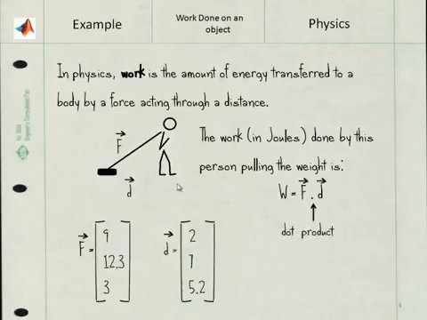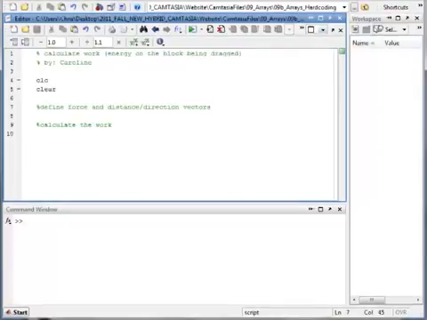Now notice how these are 2 column vectors. They're 1 column each. So we're going to go in MATLAB and create those. As far as the algorithm is concerned, it's pretty straightforward. Define the force and the distance vectors, and then calculate the work.